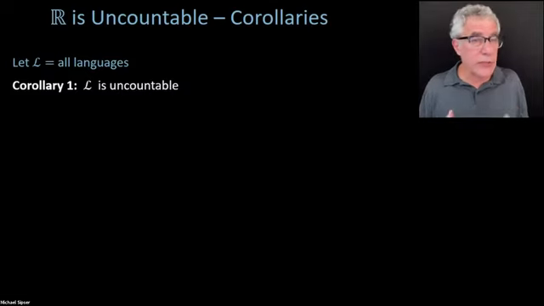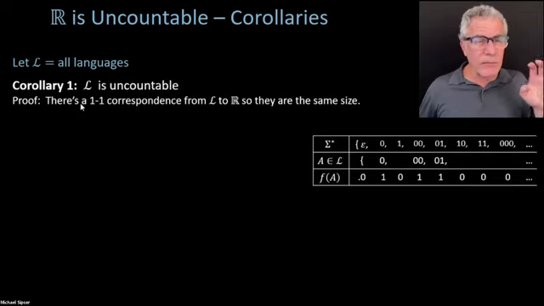So that includes 0 to the k, 1 to the k, plus every other language you can ever think of and more, all possible languages. So the collection of all languages is uncountable. There's uncountably many different languages out there. And I don't want to belabor this point. If you don't quite follow the quick argument I'm going to make here, you can make a one-to-one correspondence from all languages to the reals, so that each language gets its own real number.